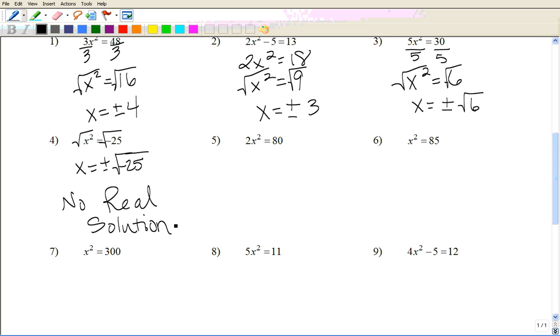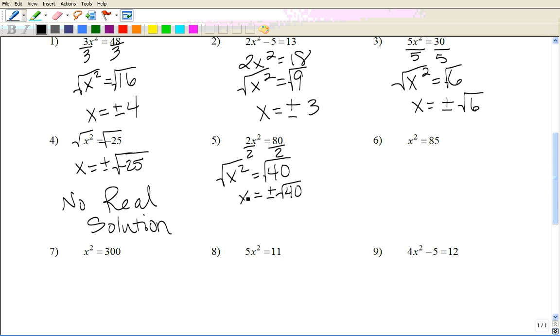Okay. Number 5. Get the x squared term by itself, divide both sides by 2. We get x squared equals 40. Now we need to take the square root of both sides. Okay, so we'll get x equals positive or negative square root of 40. But the square root of 40 can be simplified further.